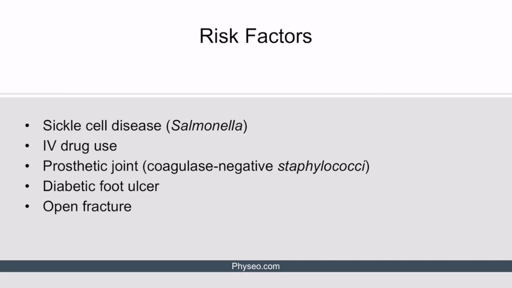There are multiple risk factors, including sickle cell disease, commonly associated with salmonella, IV drug use, prosthetic joints, which are commonly infected by coagulase-negative staphylococci, diabetic foot ulcers, and open fractures.